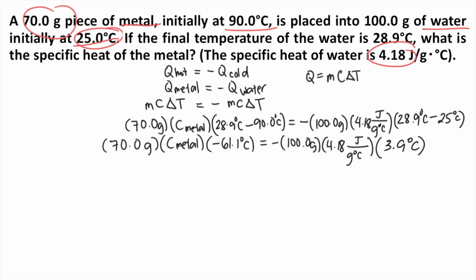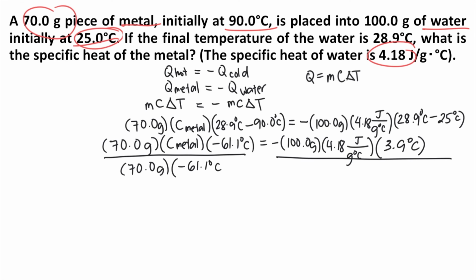To get the C of metal, all we have to do is divide both sides of the equation by 70.0 grams times negative 61.1 degrees Celsius. So you do the same thing on the right side. On the left side, the 70 grams would cancel. The negative 61.1 degrees Celsius would also cancel. So what's left on the left side is just C of the metal.